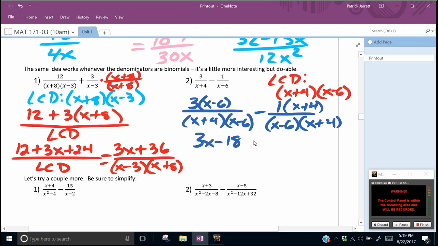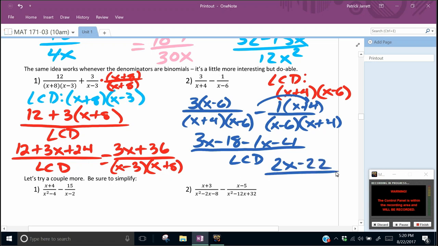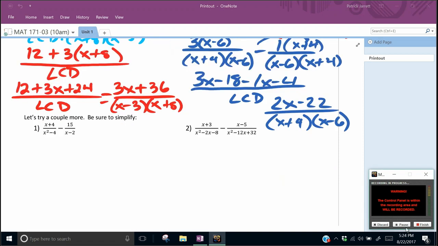So you have 3x minus 18 minus 1x minus 4. Remember, be mindful of your signs here over the LCD, which will end up simplifying to 2x minus 22 over x plus 4 times x minus 6. And that's the final answer for that one.